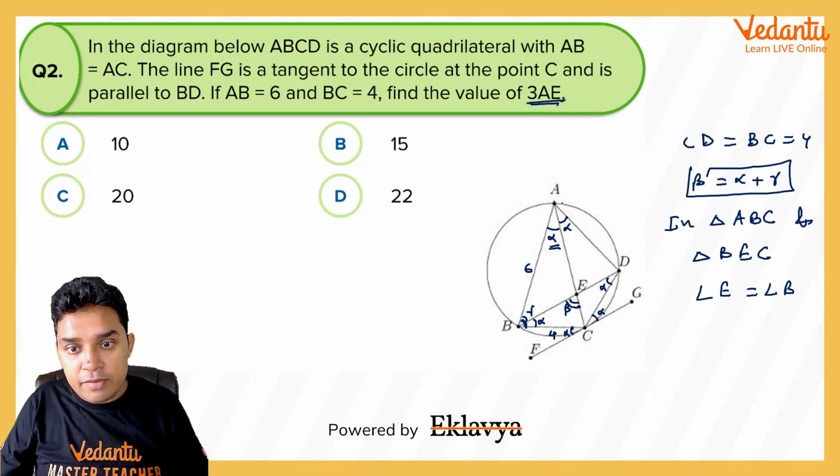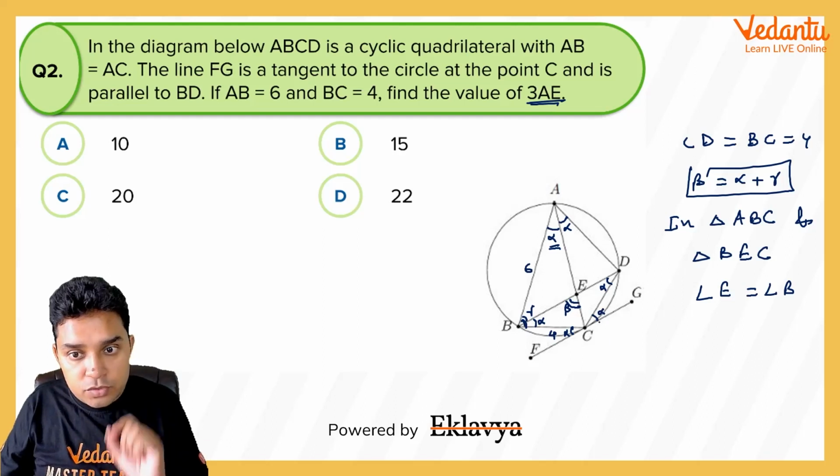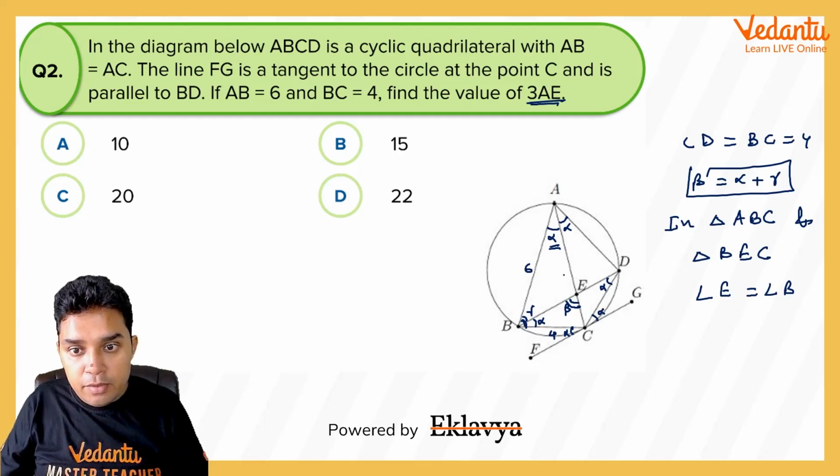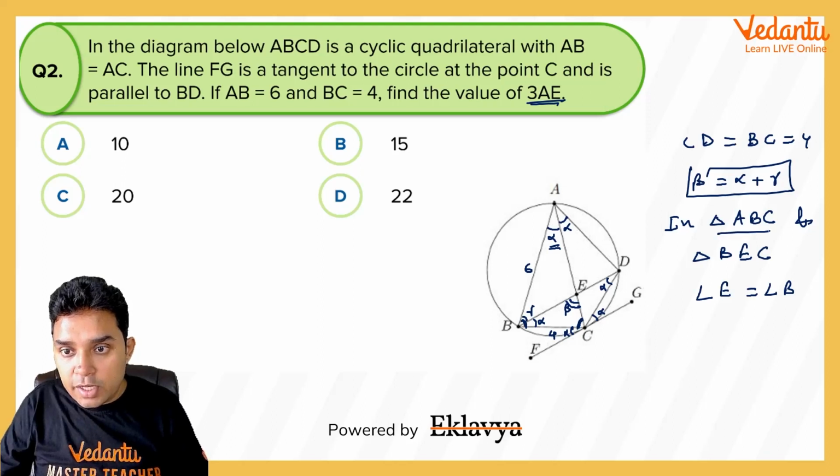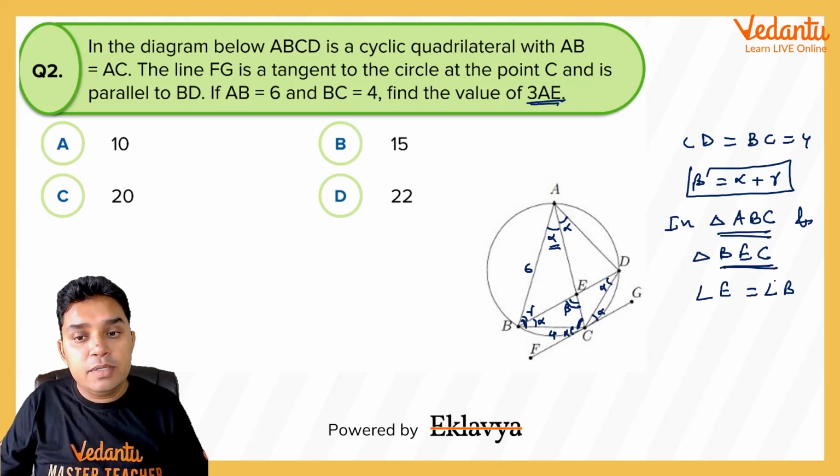But because we were given that ABC was an isosceles triangle and AB was equal to AC, angle at C here will be the same, equal to gamma plus alpha. So I hope it can be very clearly seen now that these two triangles have become similar.